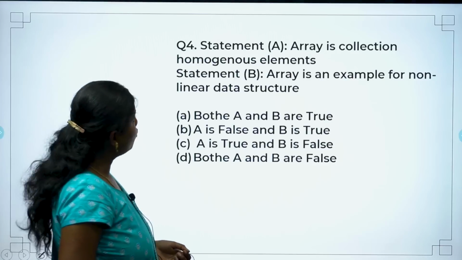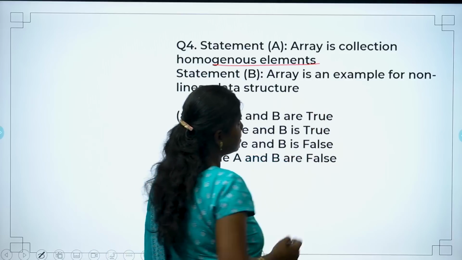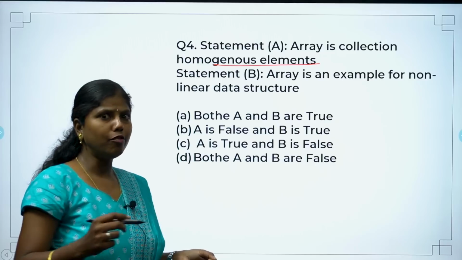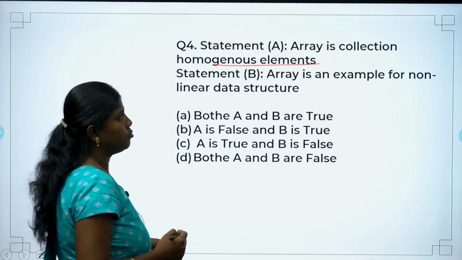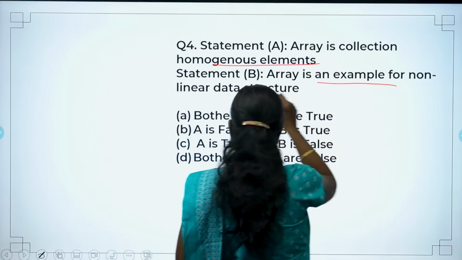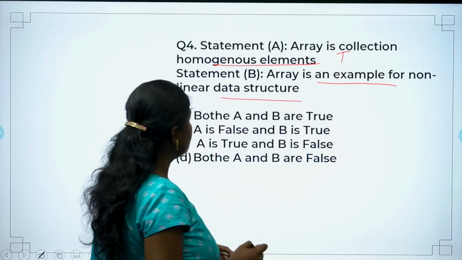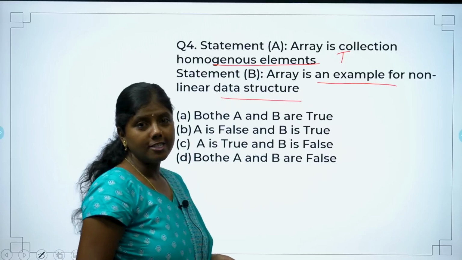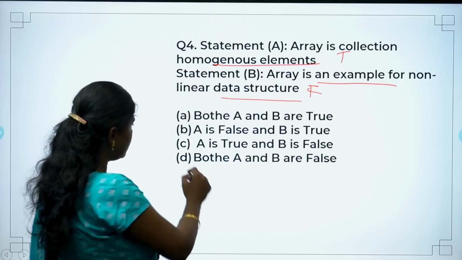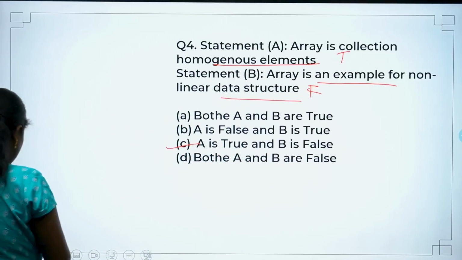What is this fourth question? Statement A says array is a collection of homogeneous elements. That means the same kind of data type. Elements should belong to the same data type. So statement B, array is an example for non-linear data structure. Definitely it's homogeneous elements only. So array is an example for non-linear data structure? Definitely it's a linear data structure, so that's going to be false. So true or false? The answer is A is true and B is false. Okay, so we'll go to the next question.